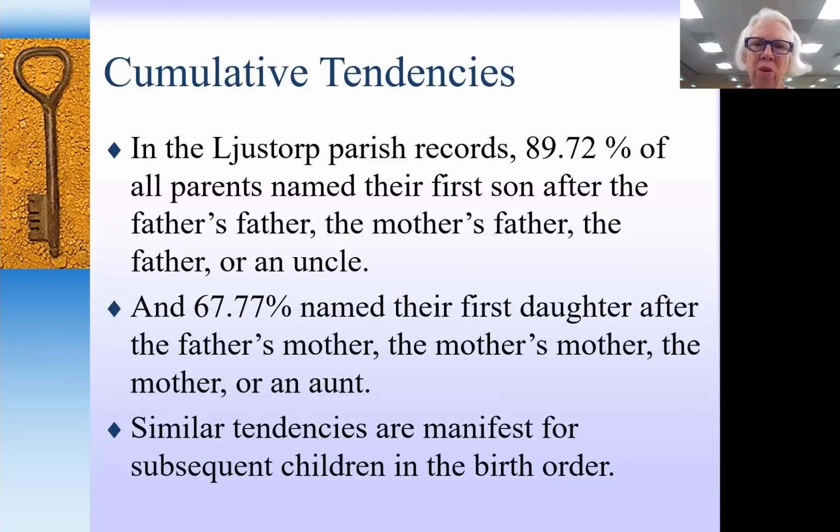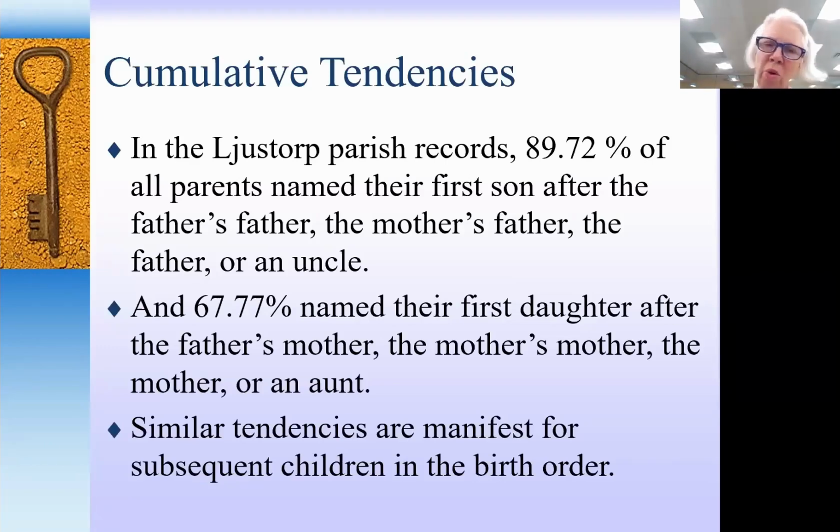In the Ljustorp parish records, 89.72% of all parents named their first son either after the father's father, the mother's father, the father, or an uncle. So again, for the first son, if they didn't name him after the father's father, they named him after the mother's father, or after the father, or after an uncle. Almost 90% of the time, it was named after one of those relatives.